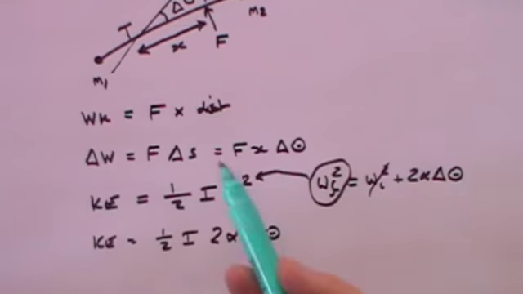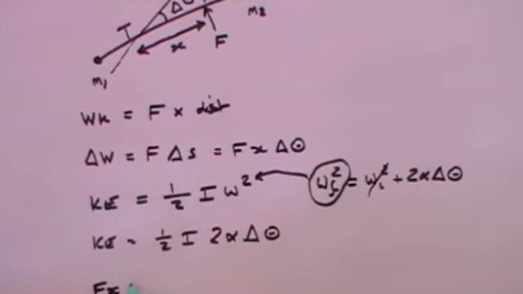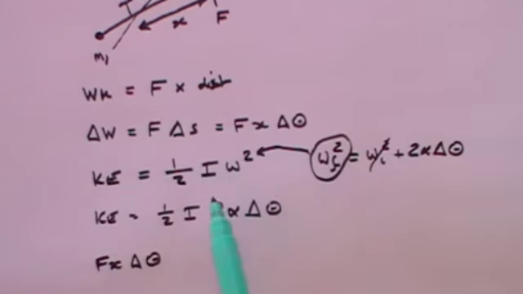But now I can say that the work done is equal to the kinetic energy achieved, because work is just converted into energy. So this term, F x delta theta, is going to be equal to that term. Work done is kinetic energy achieved.